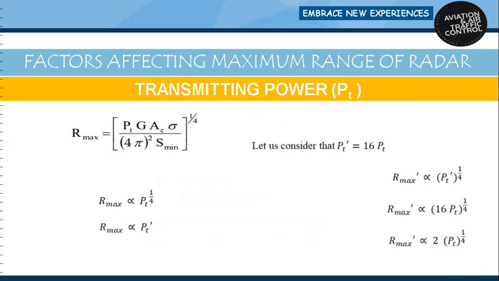So now we will discuss the factors which are affecting maximum range. So first is transmitting power. From this equation, we conclude that if we increase the transmitted power by 16 times, the range of transmitter will double.